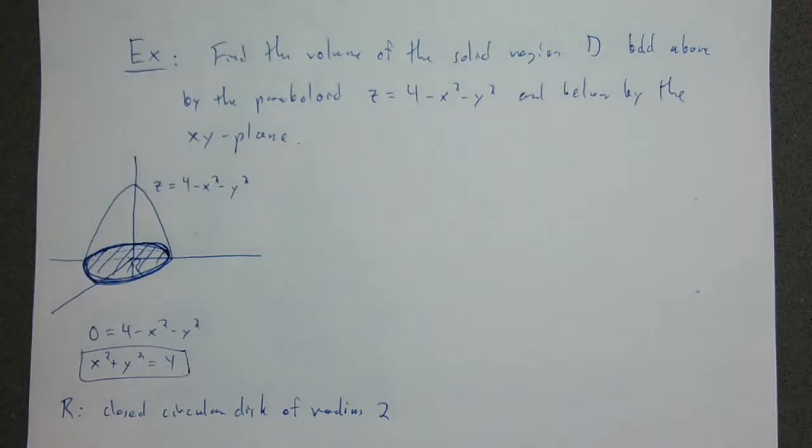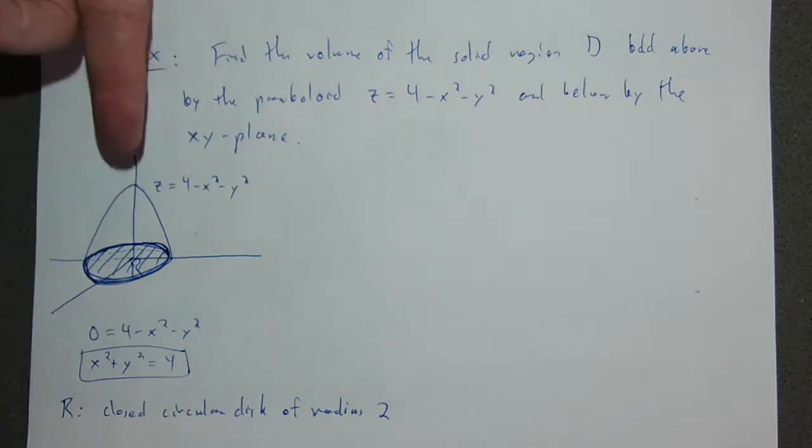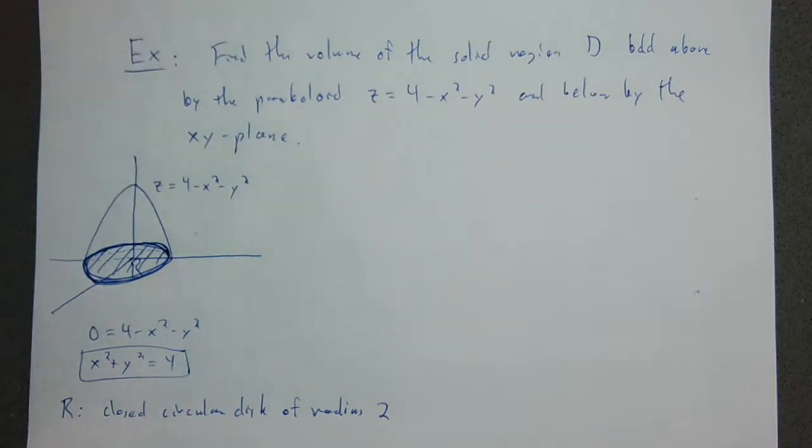This is the best way of thinking about this region R. You weren't given this R. You had to find it from the problem. The best way of thinking about it is I'm shining a light from the positive z-axis direction, a flashlight. R is the shadow that this region casts on the xy plane. And so there it is. R is this closed circular disk of radius 2.